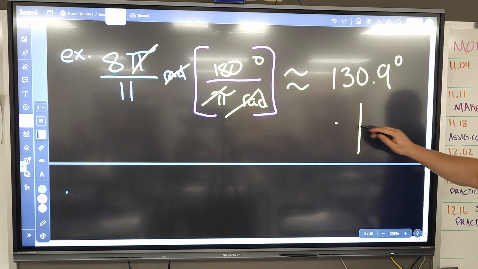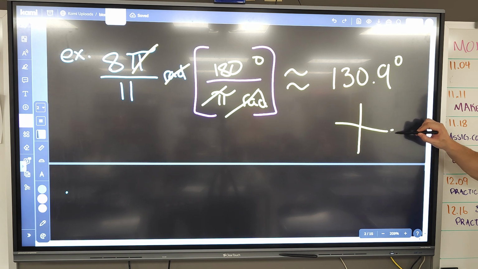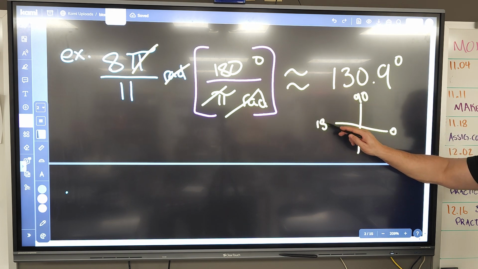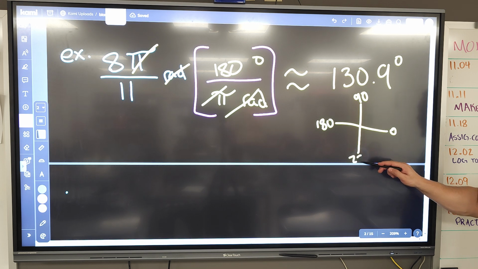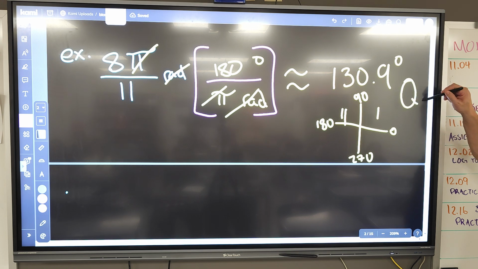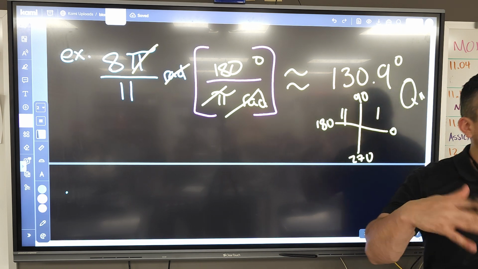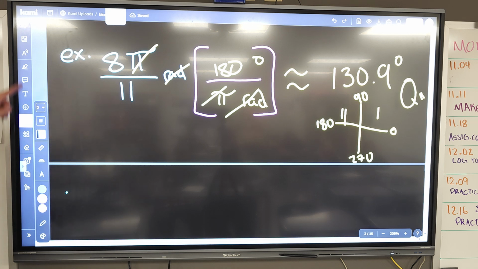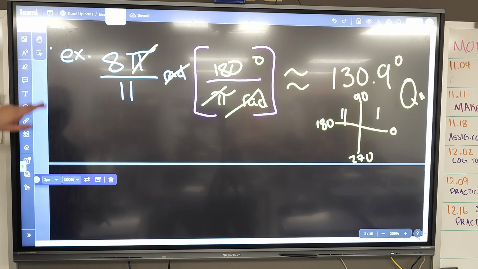Okay, so here we go. I noticed some hesitation. 0, 90, 180, 270. So 1, 2. Quadrant 2. I know I didn't give you time to think, but just so you have time. We're good, guys? Okay, now let me show you a little twist.